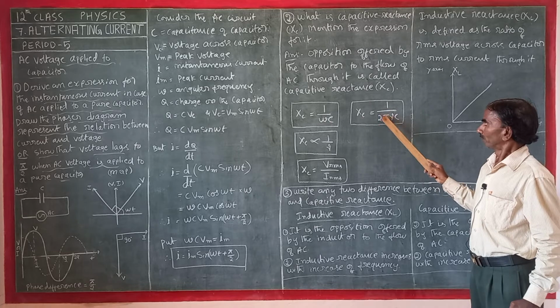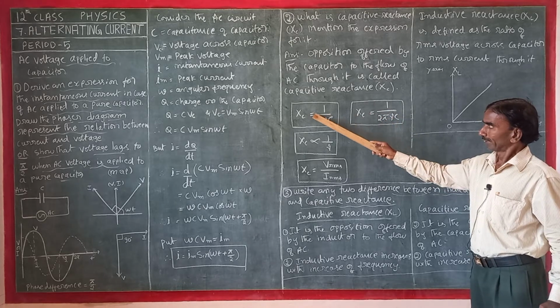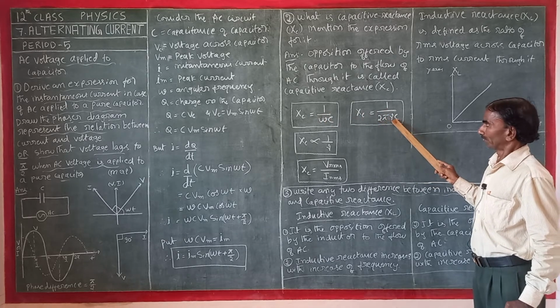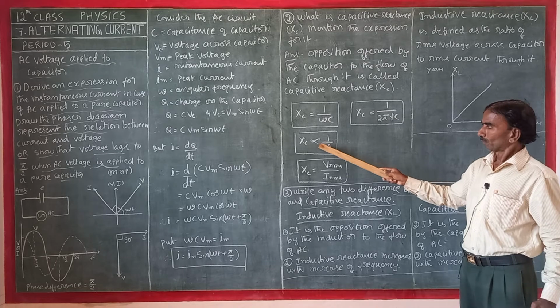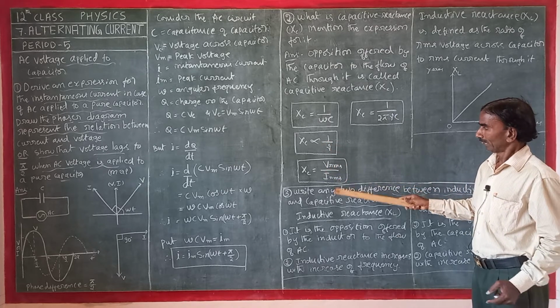Xc is equal to 1 by omega C, which is 1 by 2 pi mu C. So Xc is proportional to 1 by mu, the frequency. Also, Xc is equal to Vrms by Irms.